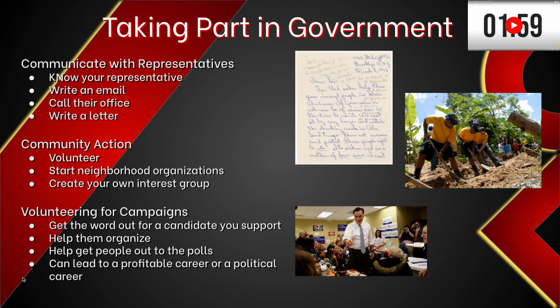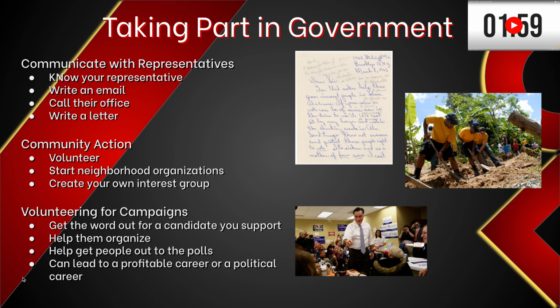You can create your own interest group. If there's an issue facing you, your community, and your neighborhood that you feel needs to be addressed, that's not being addressed, you can start your own interest group. You can start raising awareness on your own. Bring in other people to go and campaign on those issues.